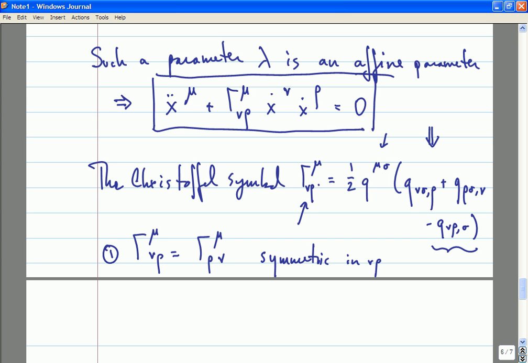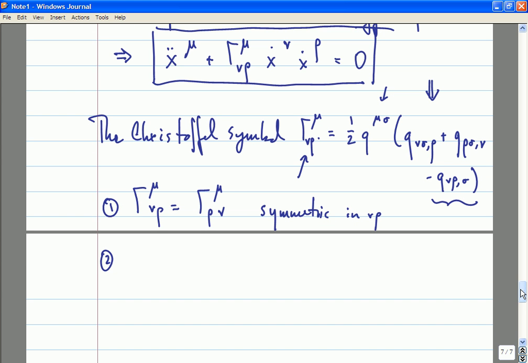And second, more importantly, as was already noted in a question, this Christoffel symbol is not a tensor. And instead, it transforms in a more complicated way under coordinate transformations. And in fact, the transformation of the Christoffel symbol under coordinate transformations was something that you worked out in the first problem set of this semester. You did it for the very specific case of flat space, but in fact, the answer that you derived worked in all cases.